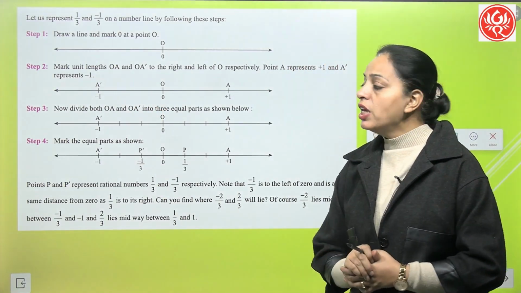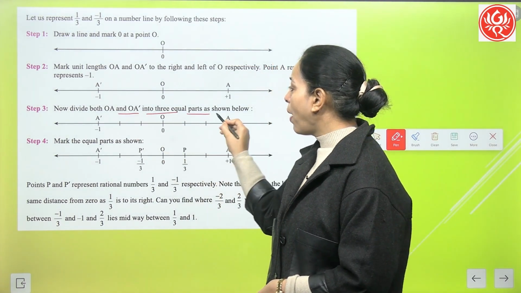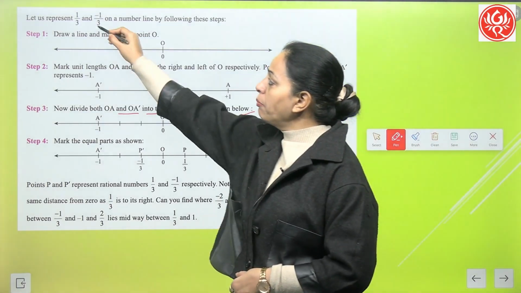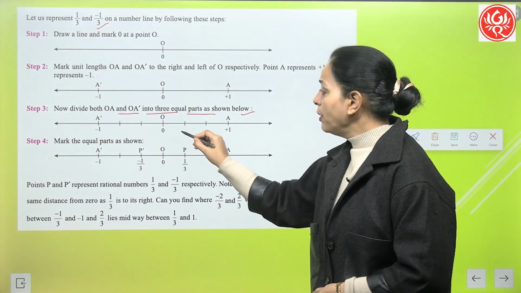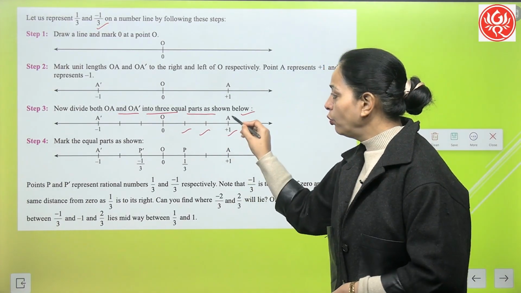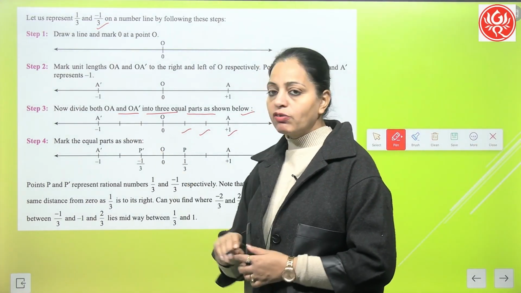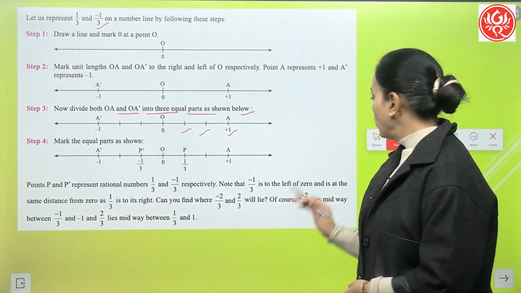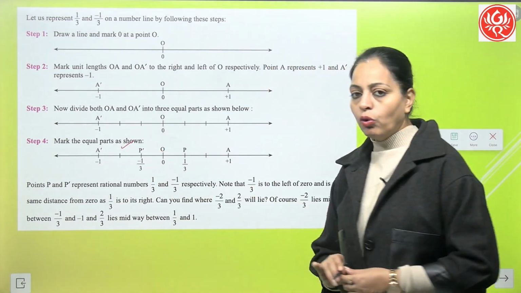Now step 3, divide OA and OA dash into 3 equal parts as shown below. हमारे पास denominator में 3 है. So what we are doing? 0 और 1 के बीच में we are taking 3 equal parts. 1, 2, 3, right? Similarly, 0 and minus 1 के बीच में 1, 2, 3, right? Now, step 4, mark the equal parts as shown, okay?